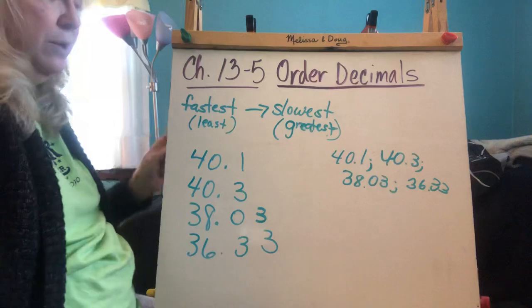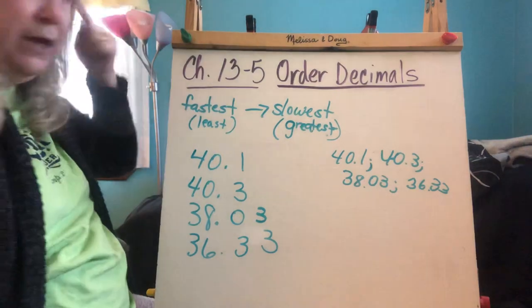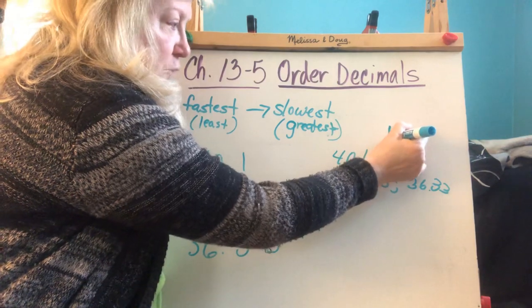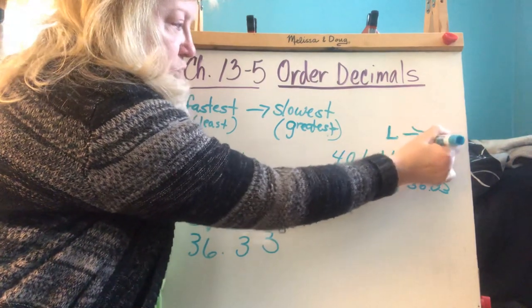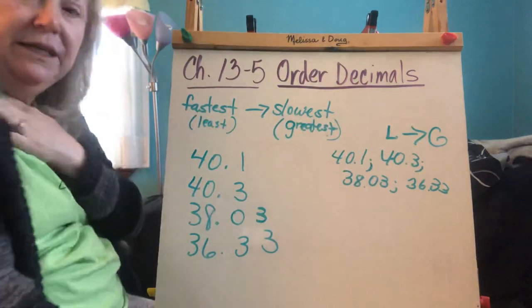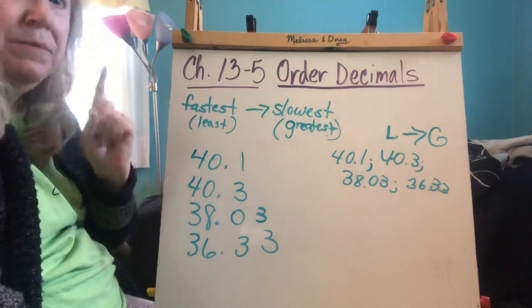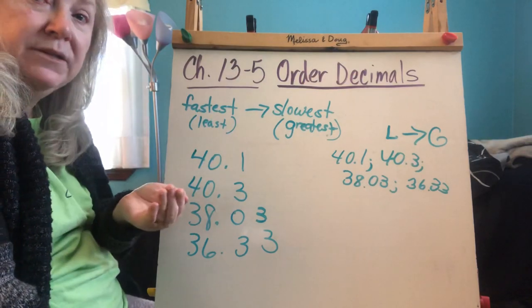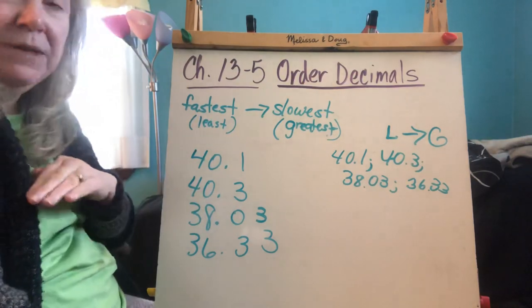And the way we have to put them in order is from least to greatest. So I always write up near the problem somewhere, L to G, so that I remember that I'm going from least to greatest. Now, the reason I need to remember that is because the directions will change throughout the page. Sometimes they'll be asking you for greatest to least, sometimes least to greatest.